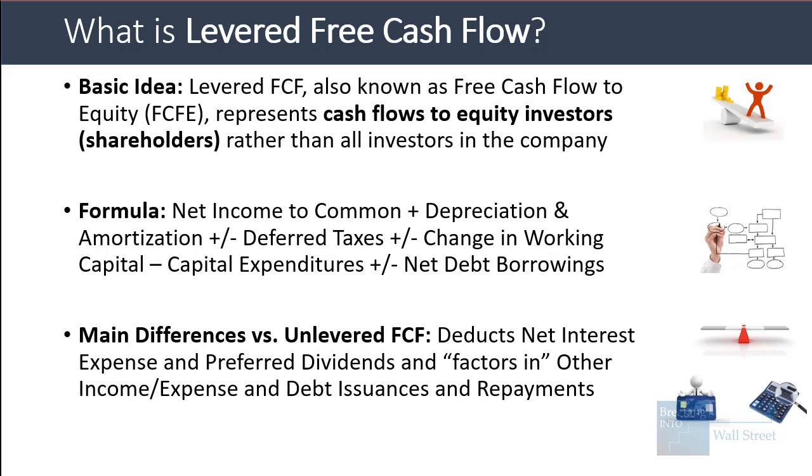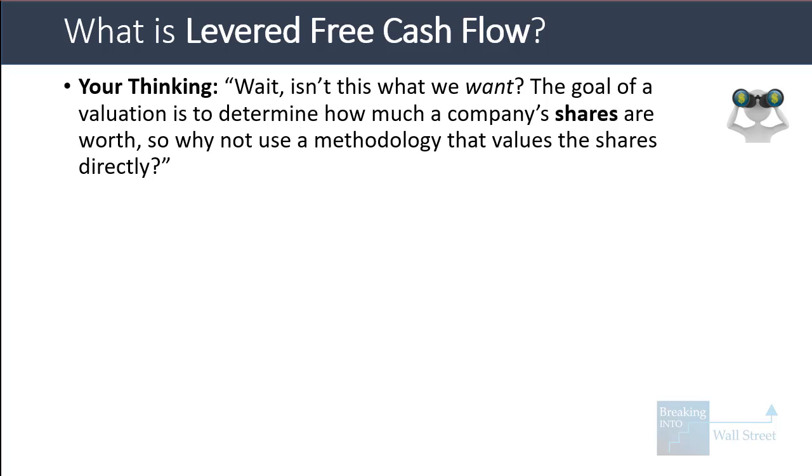So as I just said, the main differences are that we deduct the net interest expense and preferred dividends if they exist. And then we also have to factor in other income and expense and then debt issuances and repayments. Now, you might be thinking right now, wait a minute, isn't this what we want?